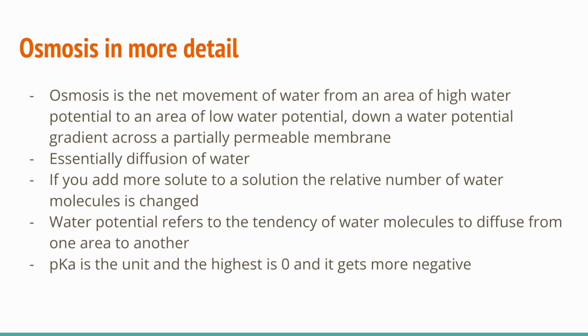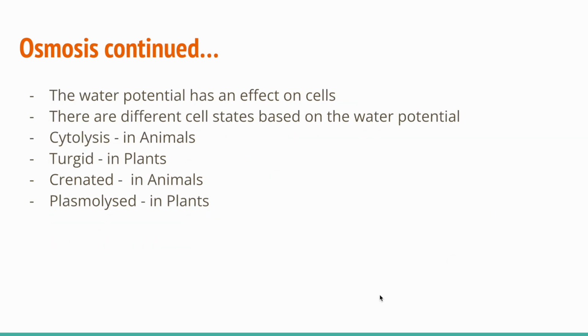So when more solute is added to a solution, the relative number of water molecules of the solution is changed, and if they dissociate, they exert more of an effect on the relative number of water molecules. Water potential is essentially the tendency of water molecules to diffuse from one area to another. Pure water has the highest water potential, which is 0. So when solute is added, they lower the water potential. And it's really important to know that the highest water potential is 0 kPa and becomes more negative.